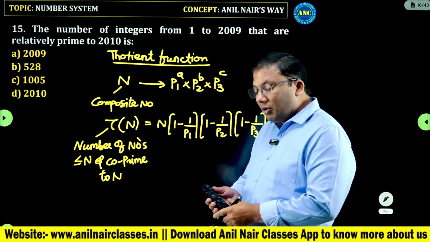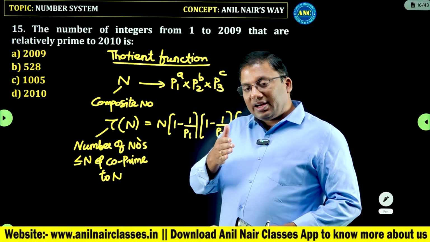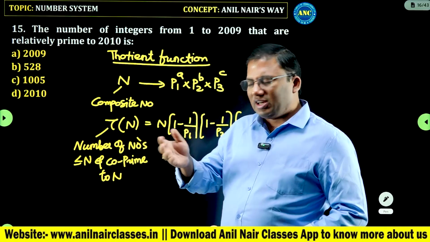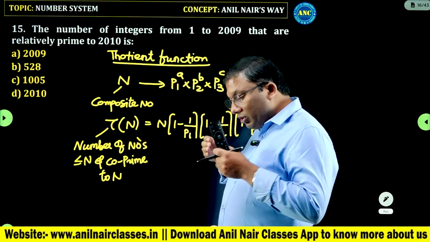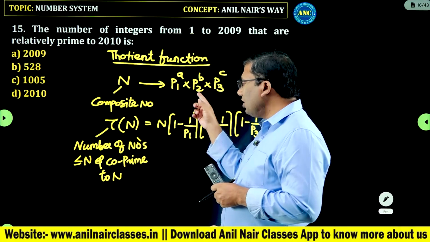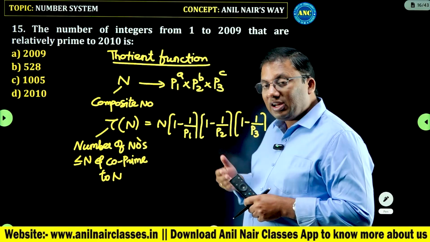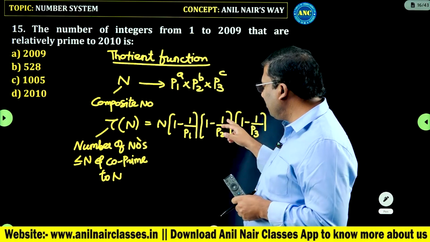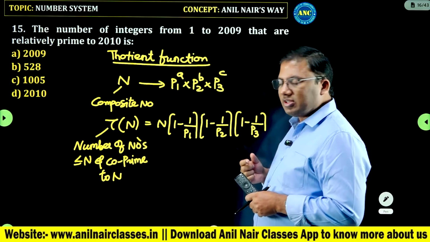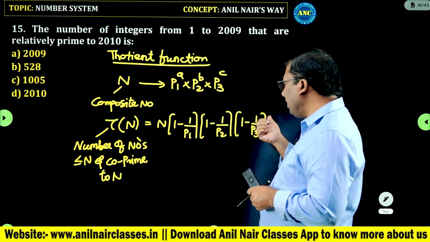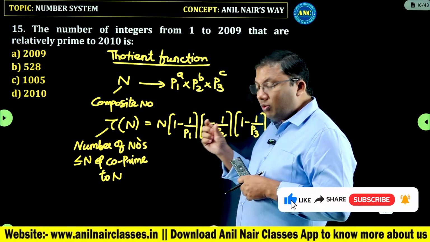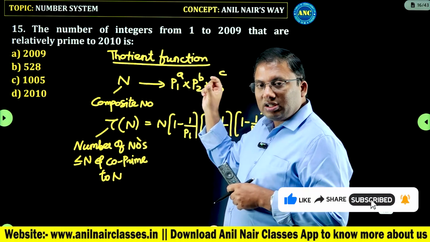Sir, how did you get it? Out of P1 numbers, suppose you take any two consecutive numbers, one number is divisible by 2, one is not divisible. So if P1 is 2, out of two numbers, one is divisible, one is not divisible. So 1 minus 1 by P1. If P2 is 3, out of three numbers, one number is divisible by 3. How many are not divisible? 1 minus 1 by P2. If P3 is 7, out of 7 numbers, one number is divisible. How many are not divisible? 1 minus 1 by P3. So this question is based on tau of n.